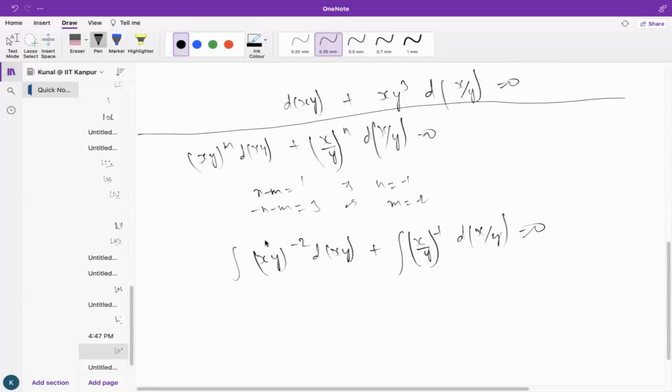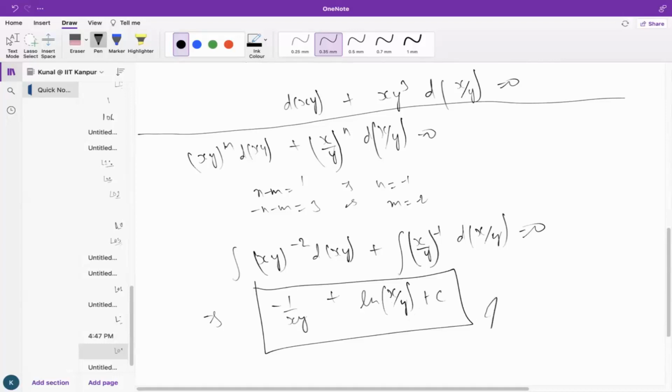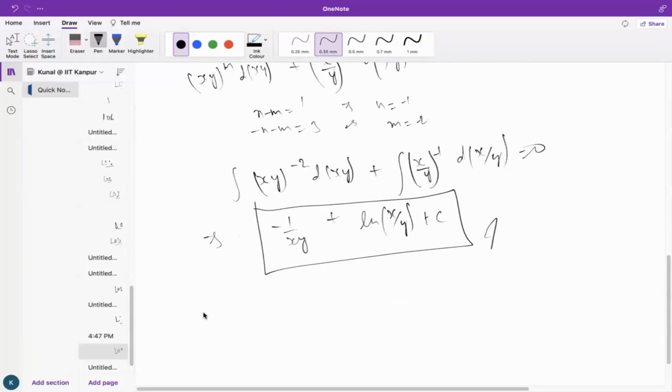Okay. So here, when you solve this, this is the differentiation of minus 1 by xy, and this is the differentiation of ln x by y. So ln x by y plus some constant. So this is our final solution. Actually we have to write it here: minus 1 by xy plus ln x by y plus some constant is the general solution of the differential equation.